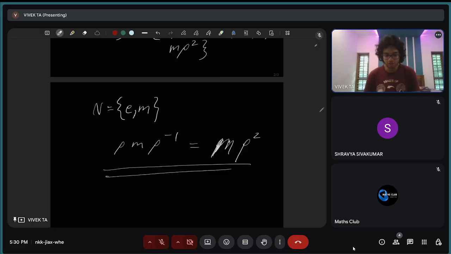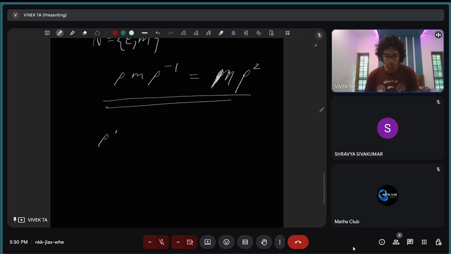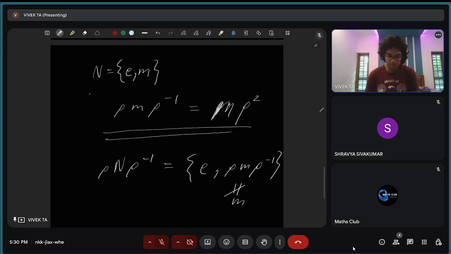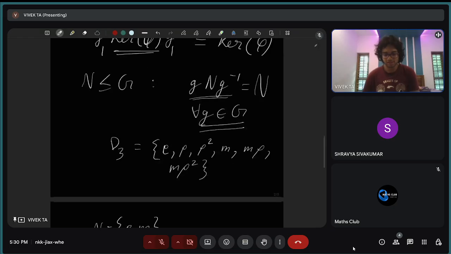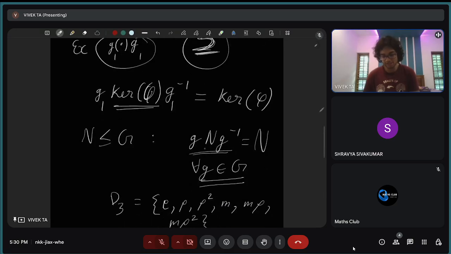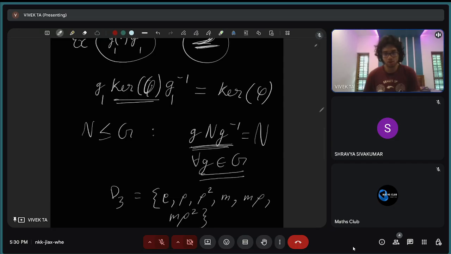But the point is, if you take the conjugation map rho n rho inverse, with E you get rho E rho inverse, which is just E. And if you put M, it's going to give rho M rho inverse, which is not equal to M. So you see, it's not a subset, so it can't be equal for sure. So essentially what we want is a subgroup such that this property is preserved. And we just saw that this is not always preserved.